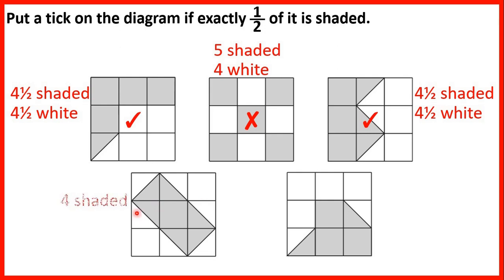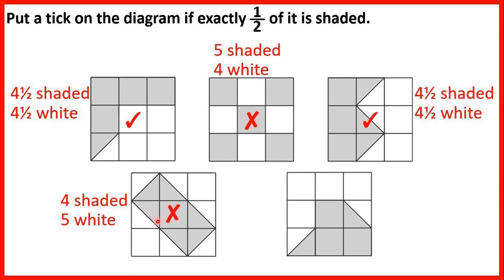Now here, we have 4 shaded squares. We have 1 here, these 2 can make another one, these 2 half squares can make another one, and these 2 half squares can make another one as well. So that's 4 shaded altogether. But we have 5 white squares. So because we have more white squares than shaded squares, we know that less than half of this diagram will be shaded.